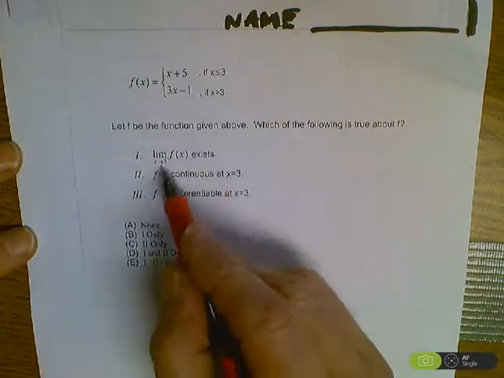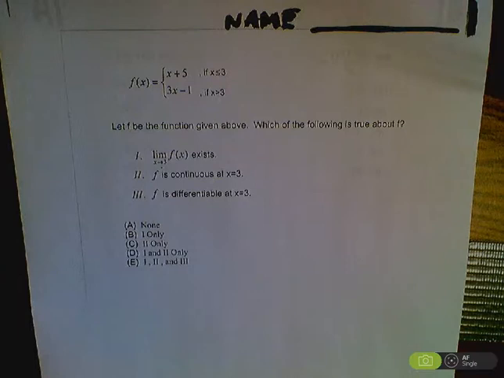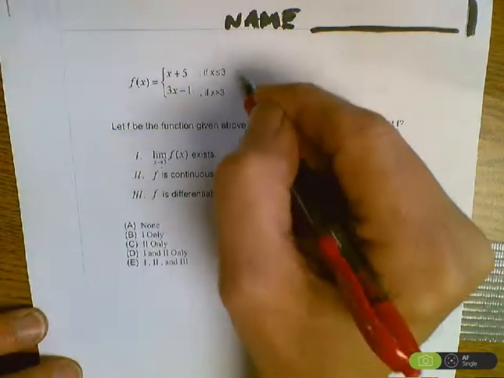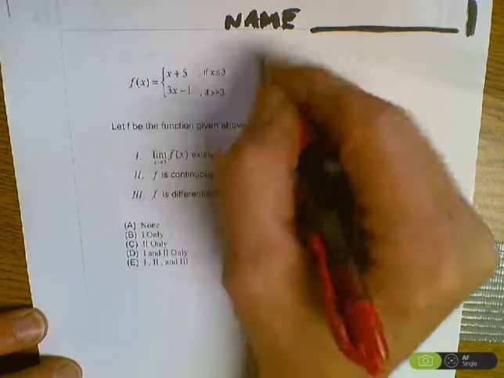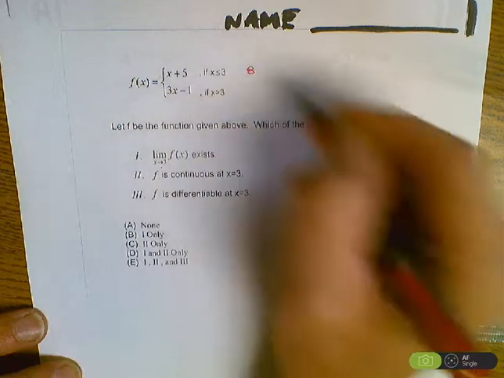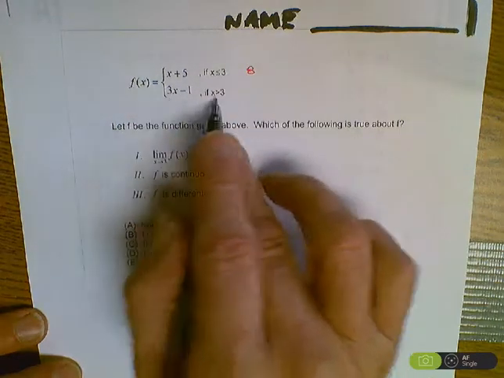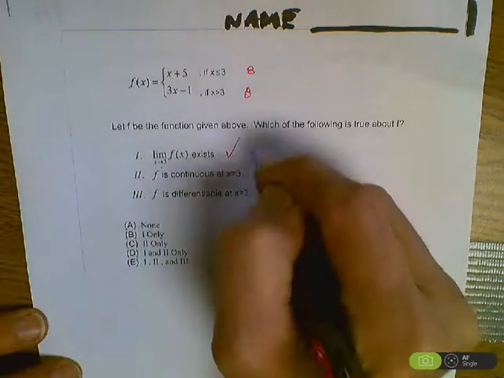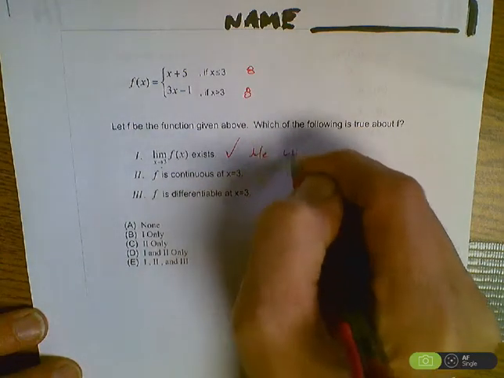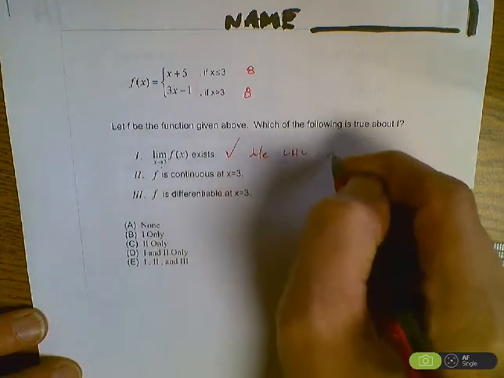Does the limit exist? Does the left-hand limit equal the right-hand limit? Since this is a polynomial, let's just plug 3 in. We get 8. And if we plug 3 in here, we get 8. So that's yes, because the left-hand limit equals the right-hand limit.